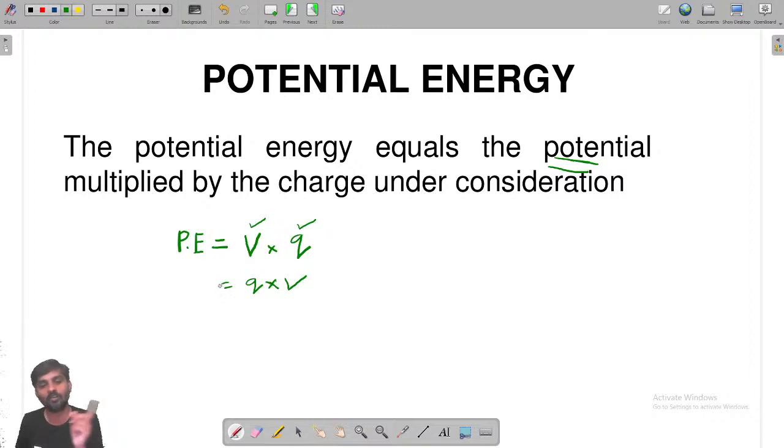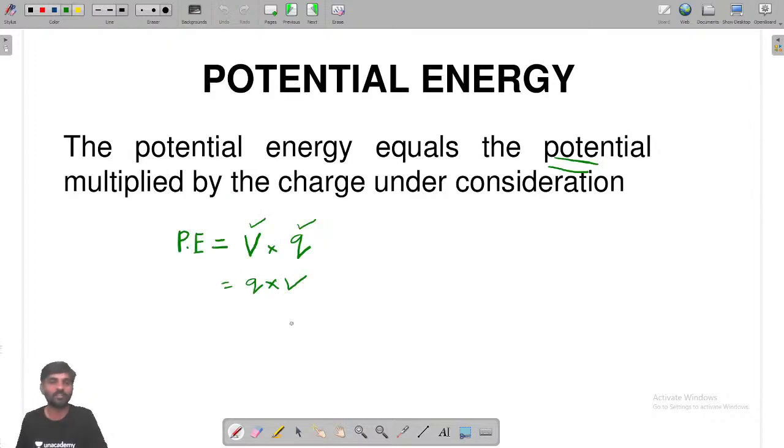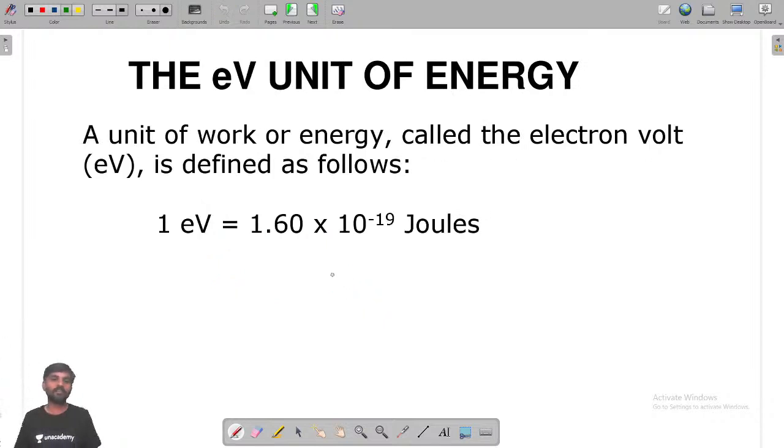So electric field intensity, followed by potential, followed by potential energy. These are the definitions. We have one more definition here. This potential energy, what are the units for energy, sir? We represent it with joules. The unit of energy is joules. But here comes something called the EV unit, electron volt, a unit of energy.